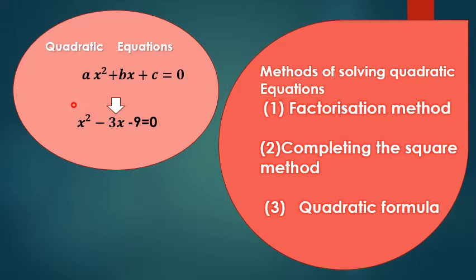We know that any equation which is written in the form of ax square plus bx plus c equals to 0 is called a quadratic equation. Any equation which is written in this form is called the standard form of a quadratic equation. Here the variable has highest degree 2. That's why it is called a quadratic equation.